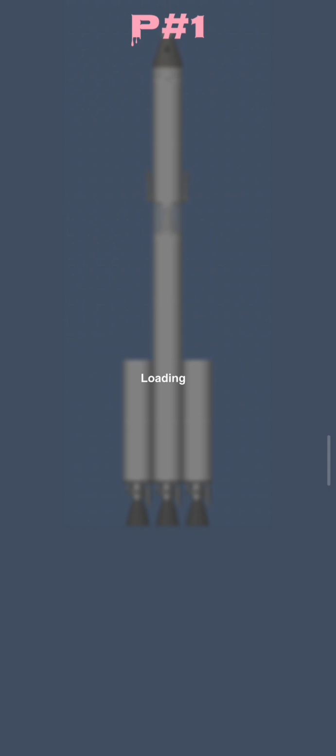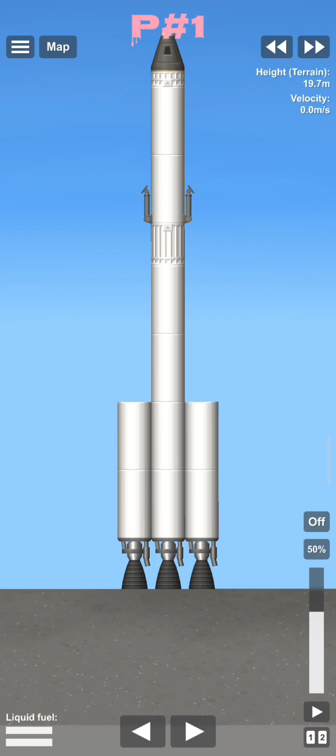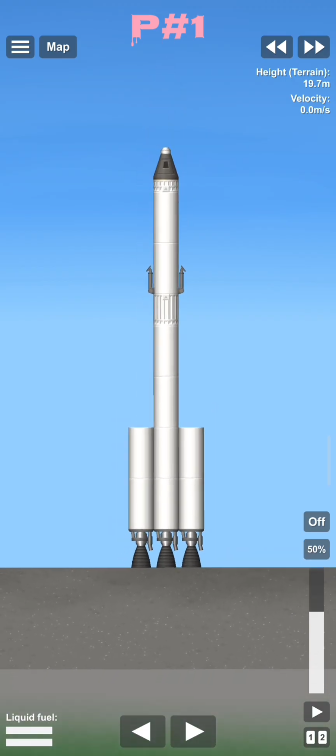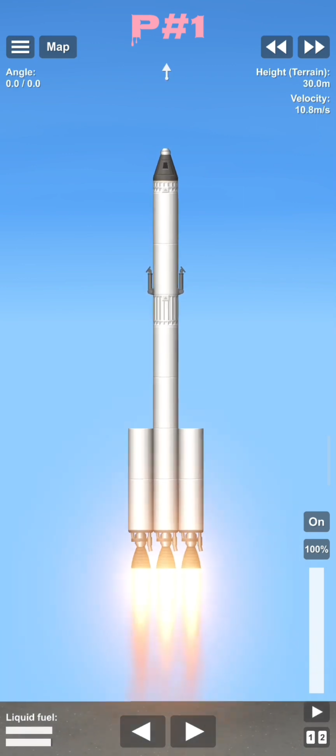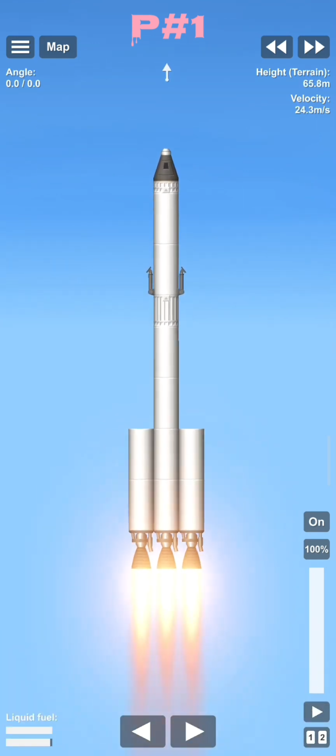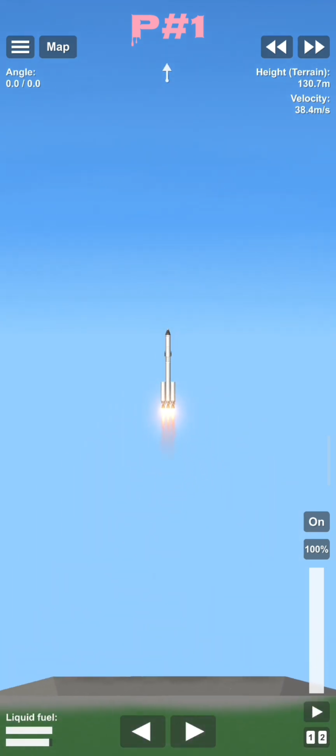The rocket is ready to launch. Okay, turn on all three Hawk engines, and with full efficiency we will turn on the system. Rocket launched successfully.